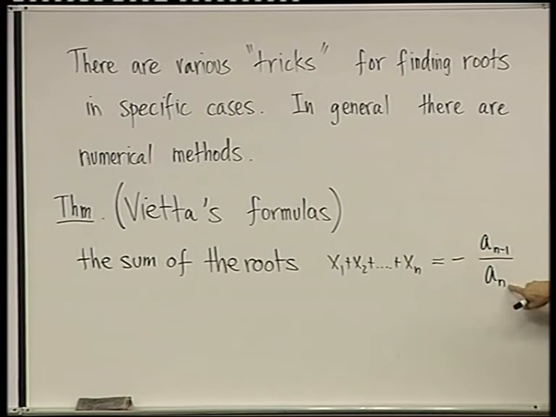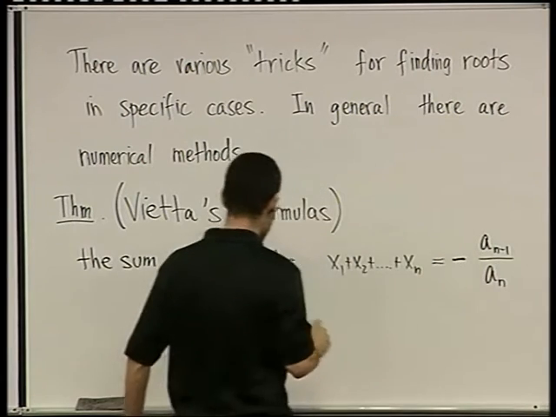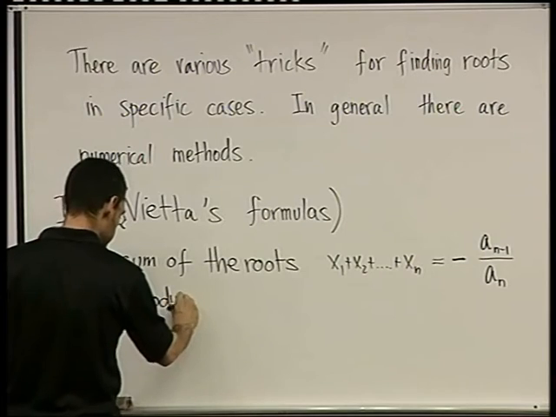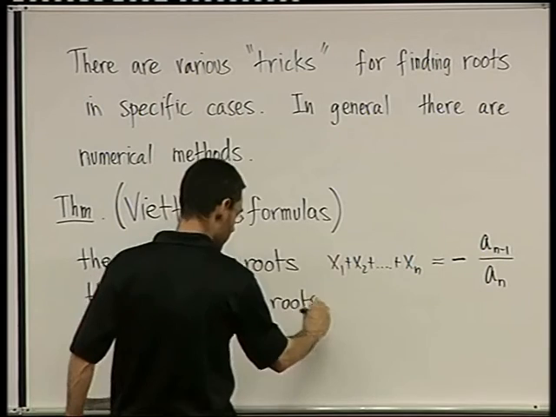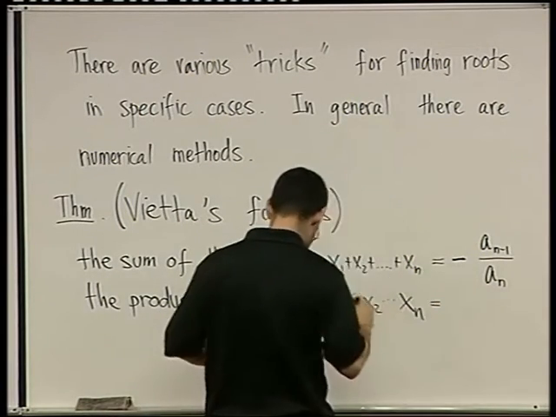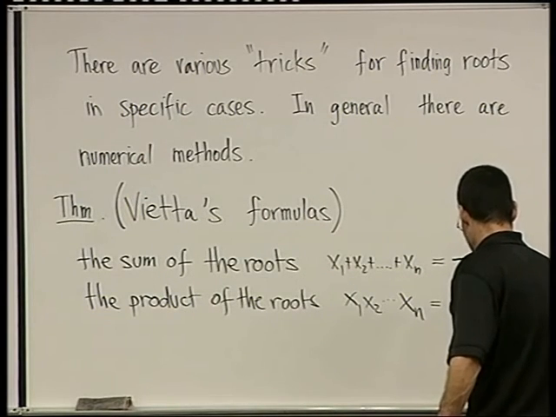So an is the leading coefficient. An minus 1 is the coefficient of x to the power n minus 1, the second to the highest power, and you have a minus here. Okay? And the product of the roots, so x1, x2, ... times xn equals -1 to the power n.